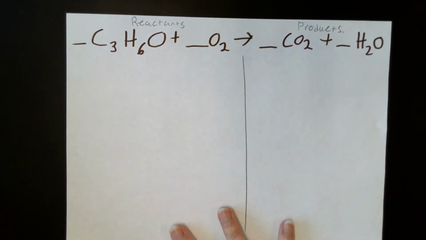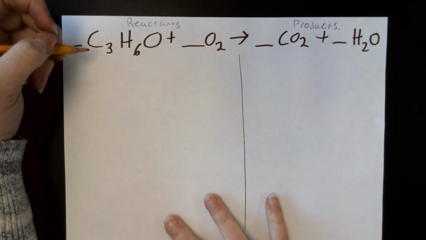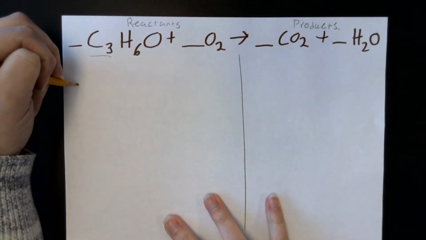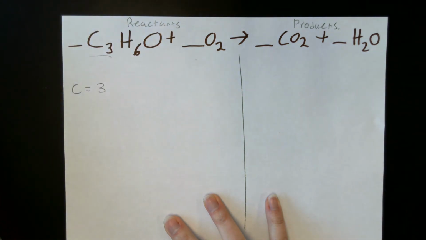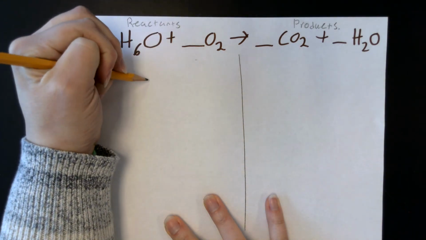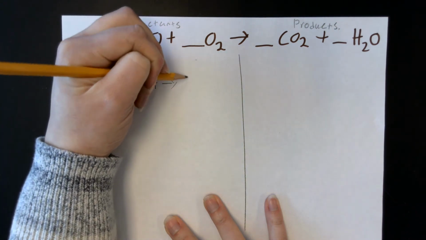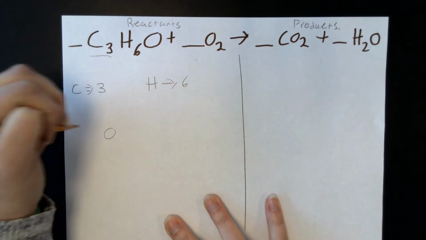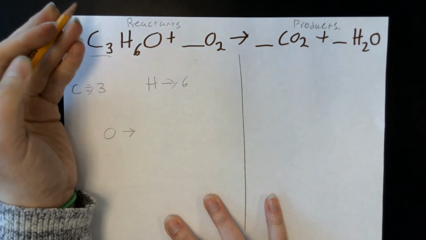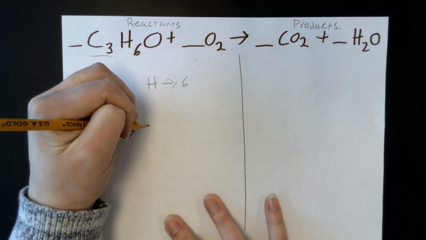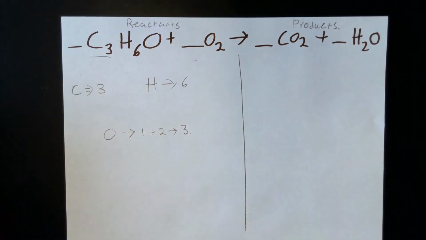Okay. We got our reactants and our products. Let's take inventory. We have carbon. Looks like we got 3 of those. We got hydrogen, which is 6. And oxygen, which looks like 2, but we have to remember there's this one here as well. So we actually have 3 oxygen. So we have 1 plus 2 oxygen on this side.